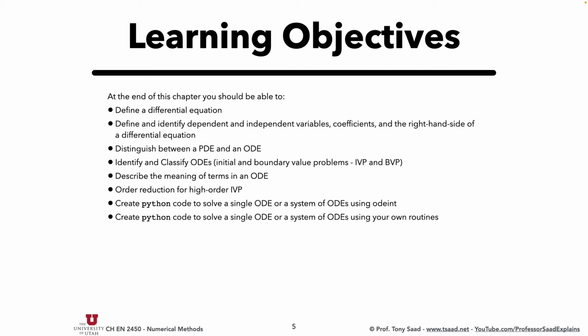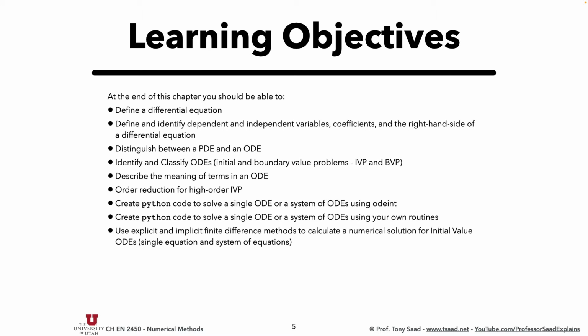It's a built-in routine. Create Python code to solve a single ODE or system of ODEs using our own routine. So we're going to do the technician approach, just use whatever is in Python, but you're also going to do the scientific approach where you're going to write your own code, because one day you might create one of those routines yourself and package it so that others can use it. Use explicit and implicit finite difference methods to calculate a numerical solution for ODEs, for initial value problems.